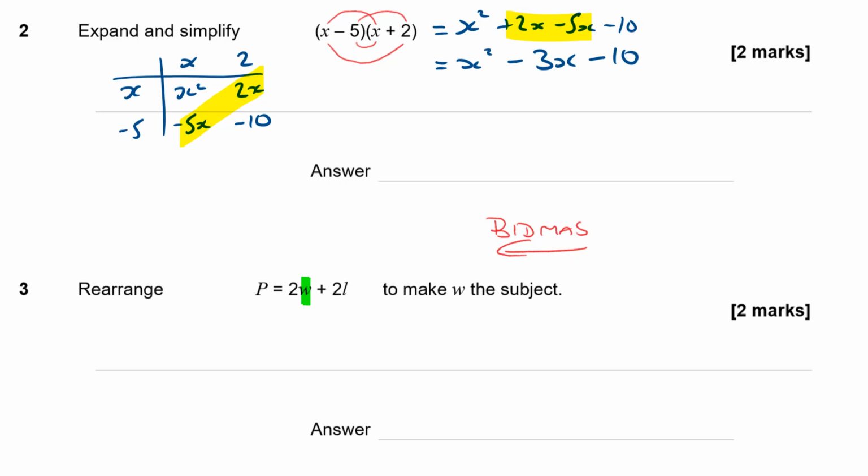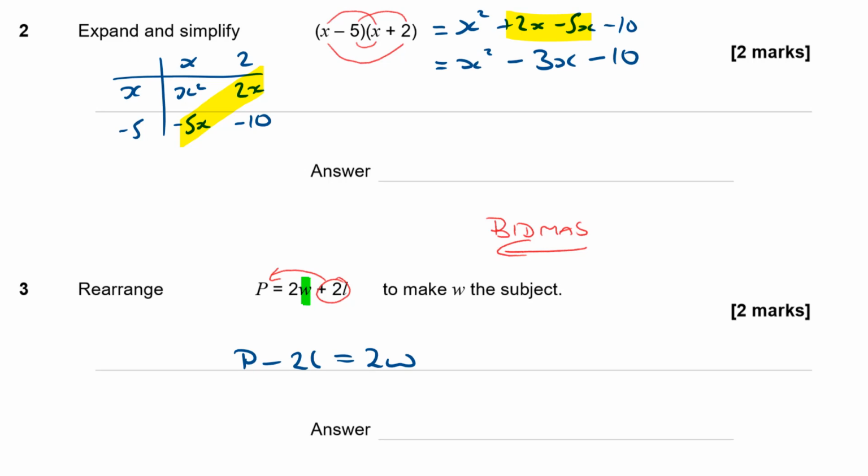As I say, if I was working out p, I'd be taking w first, I'd be timesing it by 2, and then I'd be adding on 2l. So if I'm rewinding it, I'm going the opposite way, so my addition comes last, so it's the first thing I'm going to move over. I'm going to move that over to the other side of the equation. So I'm going to get p subtract 2l is equal to 2w.